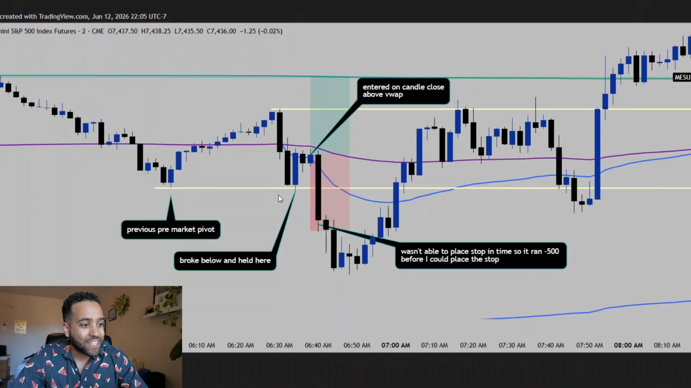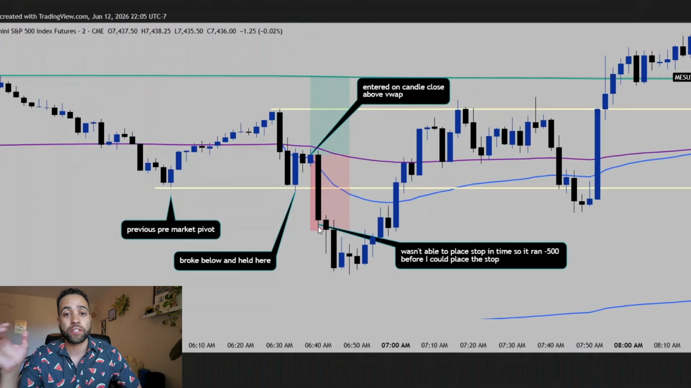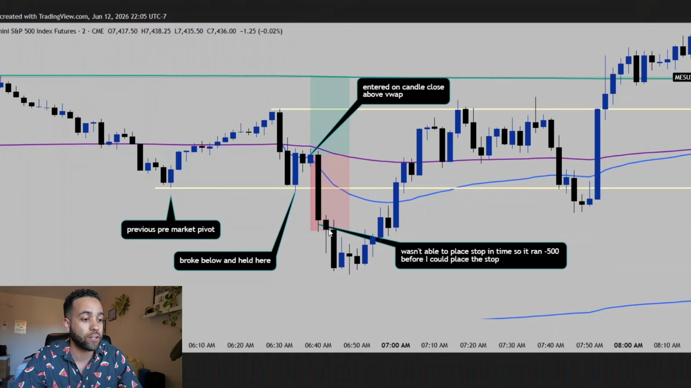So I didn't place my stop because the price moved down so fast, and I was immediately down like $450, and I was like, what the fuck? I was so caught off guard. I froze. I didn't know what to do, and I was like, okay, let me see if it pops up a little bit, but it just kept going down, so I just cut the trade around minus $500, and I was pissed.